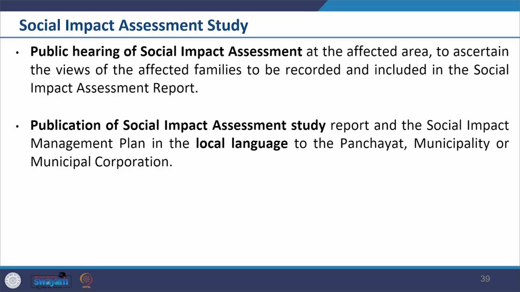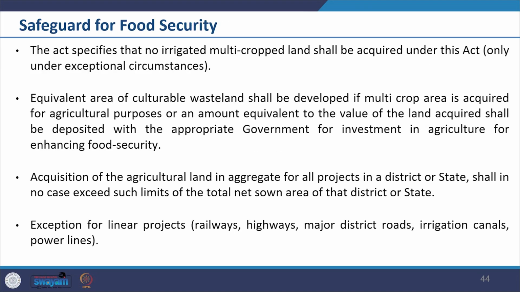So that has to be done here. So you can connect how at the international level what kind of suggestions are made, and at the national level how we are taking care of it through this act. So we further see that one of the key features of this act is that it is providing safeguard for food security. So it also ensures food security.